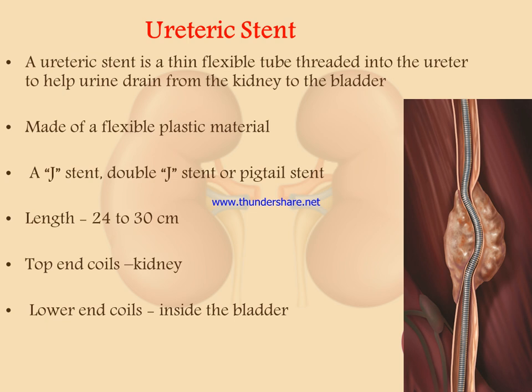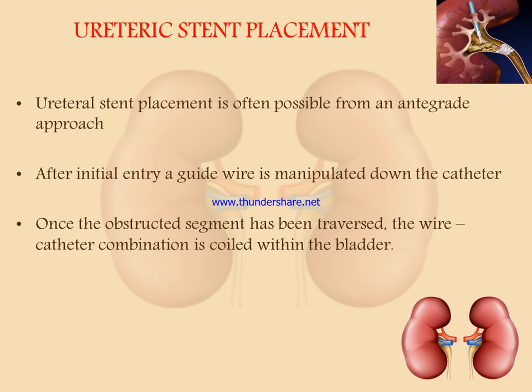These are the images also seen on screen. Stents are made of flexible plastic material, and a J-shaped stent, a double J stent or a pigtail stent is used, with length about 24 to 30 centimeters. The top end coil is used for the kidney and the lower end coil inside the bladder. Inside the bladder, the lower end coil is present, and inside the kidney, the top end coil is present.